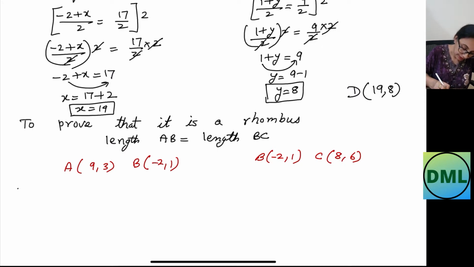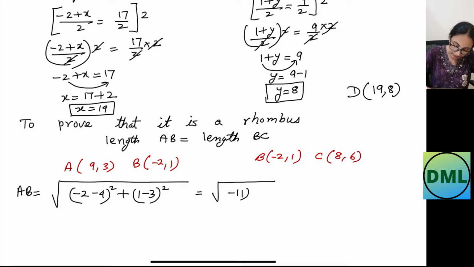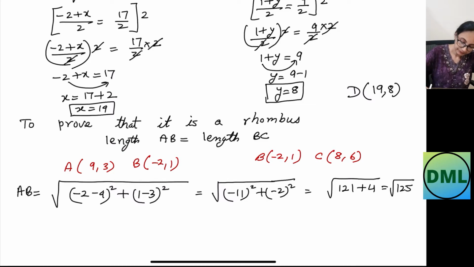So the length AB is given by root of x2 minus x1, minus 2 minus 9 the whole square, plus y2 minus y1, 1 minus 3 the whole square. Let's solve that here. It will be minus 11 the whole square plus minus 2 the whole square. That is equal to root of 121 plus 4, which is equal to root of 125.